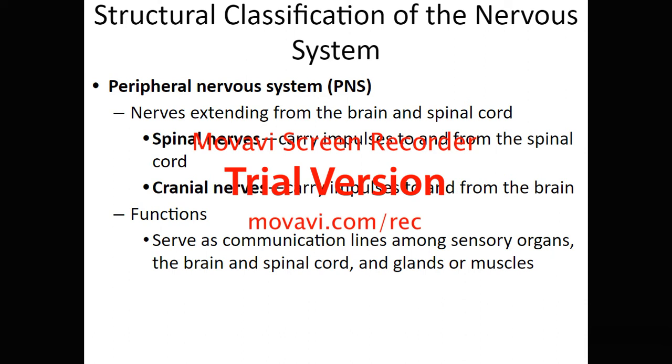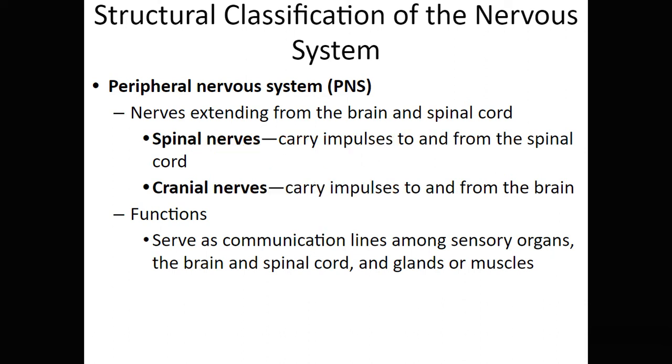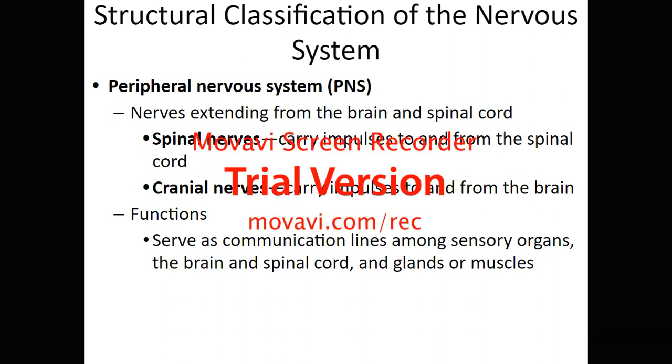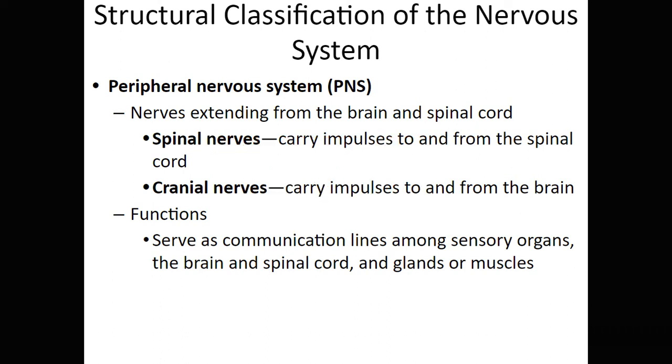So just understand that the peripheral nervous system and the central nervous system work together. It's not like they do separate tasks. Think of it as an extension. Really, the peripheral nervous system is an extension of the central nervous system, and it's through the spinal and cranial nerves. Those are the extensions.